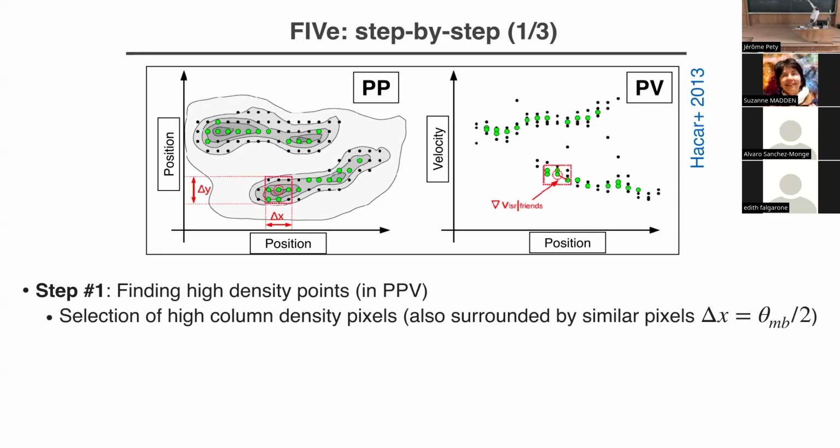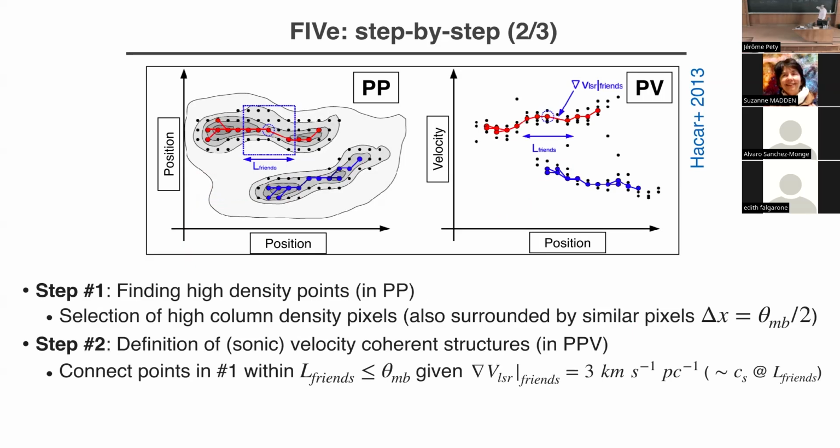We try to connect first only the green points that are those identified in the first step, given our criterion. And in this case, we decided to go for a 3 kilometers per second per parsec gradient connecting the points. The reason for that is that for the distance that we are using to find friends, you allow only jumps that are in the sonic regime. So the jump between one point and the next one, within this velocity gradient and the size that we are looking at, connects two points that are within a sonic jump. They are not supersonic connections. They are only sonic jumps.